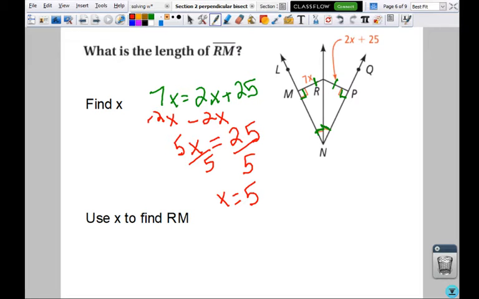What do I got to do? Times it by 7. So we're going to take this 5 and plug it in for this X, which means we're going to times it by 7. So we're going to plug 5 in for X up here. 7 times 5 is 35, which is RM.